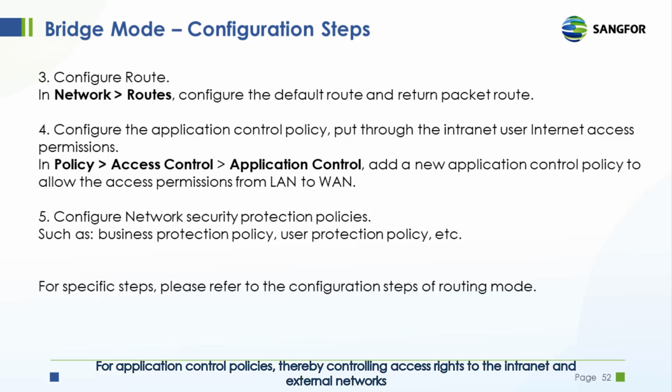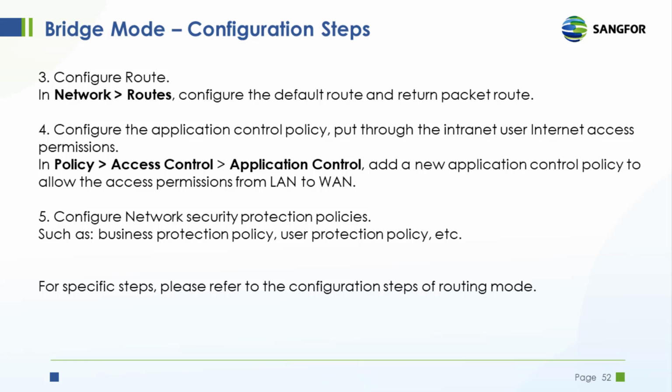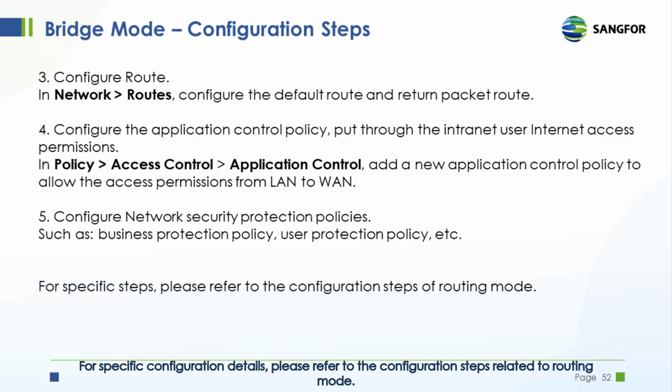Application control policies are used to control access rights between the intranet and external networks. Network security policies are used to protect customers' network security. For specific configuration details, please refer to the configuration steps related to routing mode.